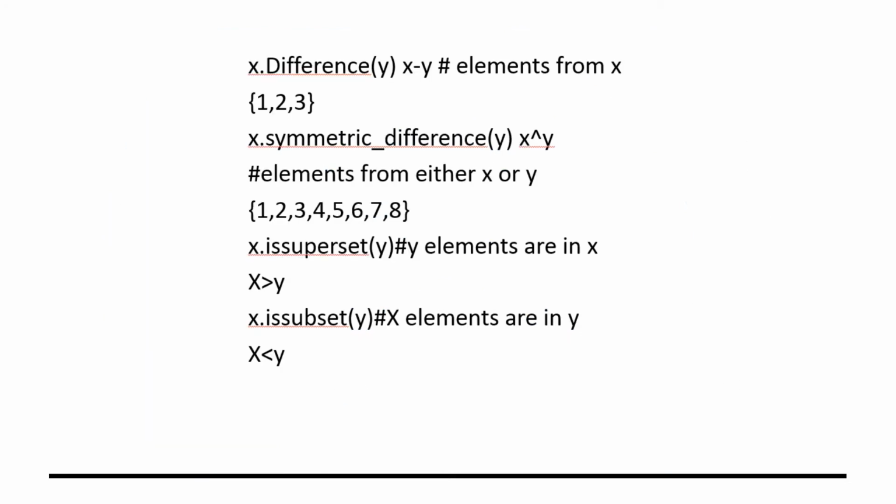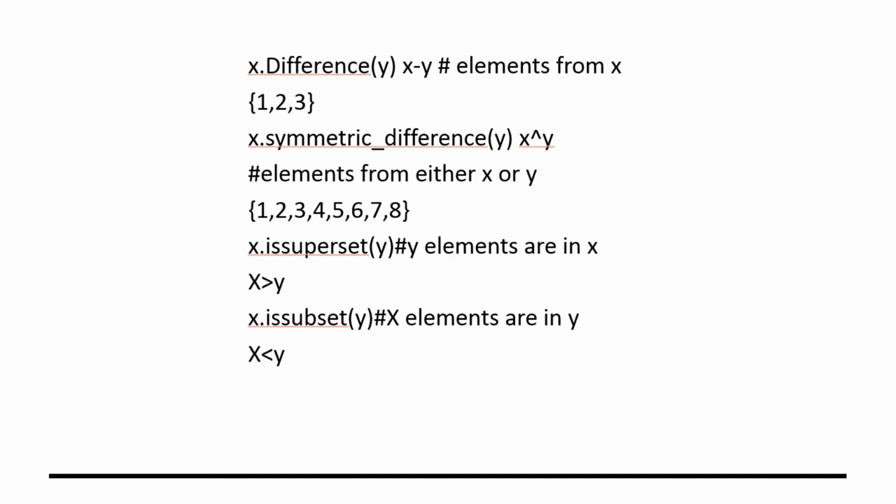Then now we are going to see another one, the difference operation. So I am taking set x, x dot difference of y. It will give you all the elements from the set x, not from y, because this is equal to x minus y. We are subtracting the elements of y from the set x. So it will give you all the elements from x.